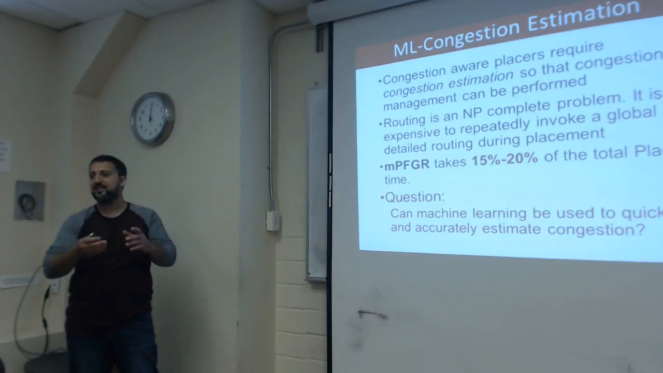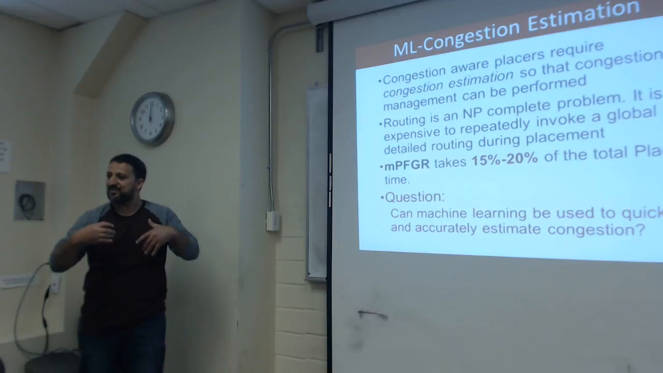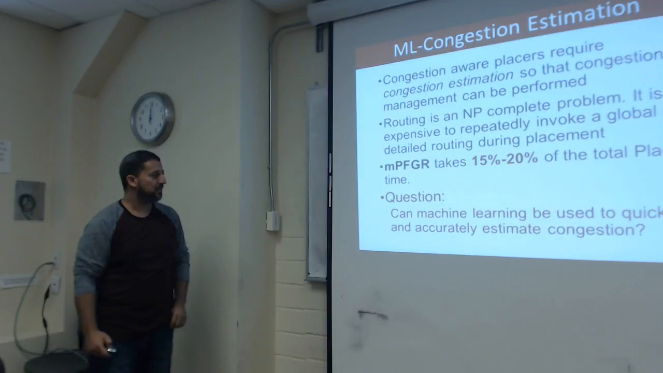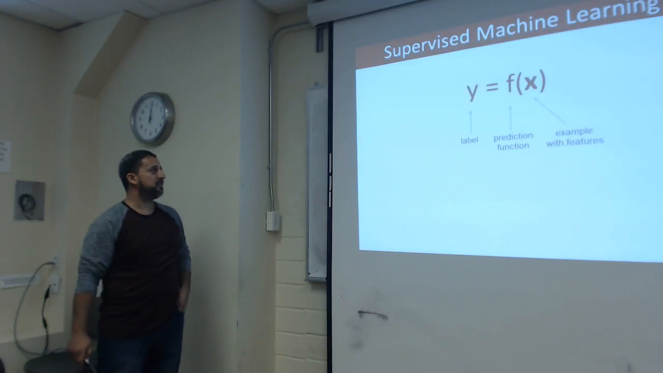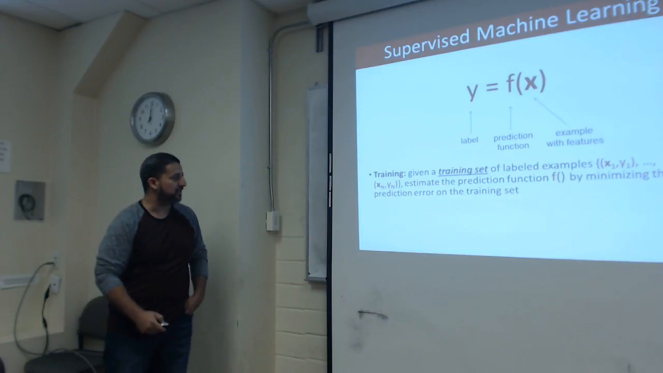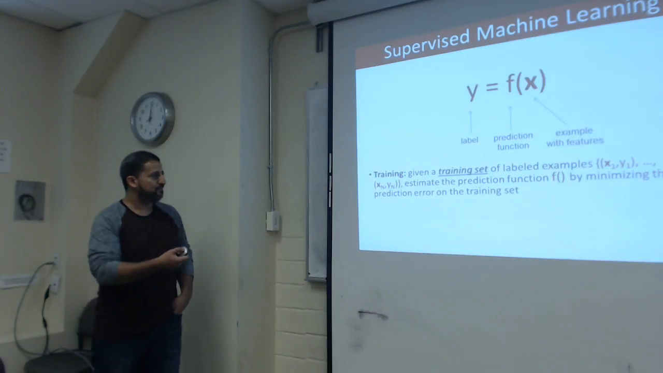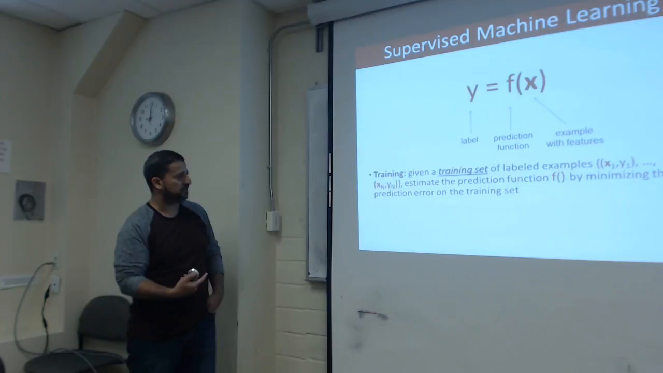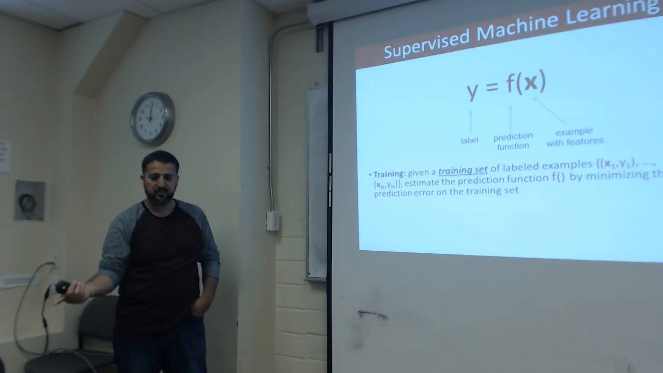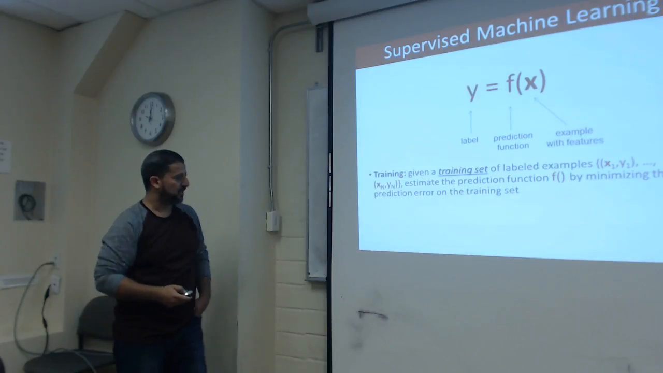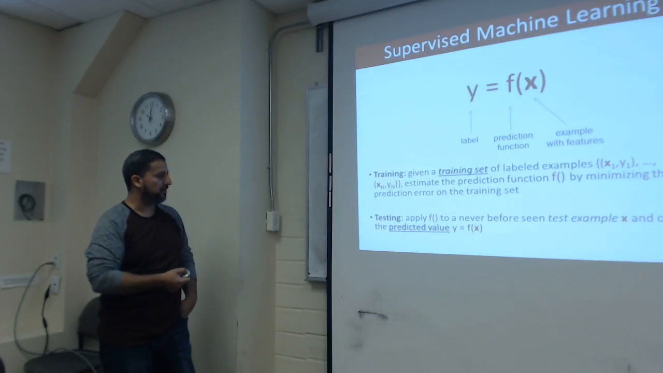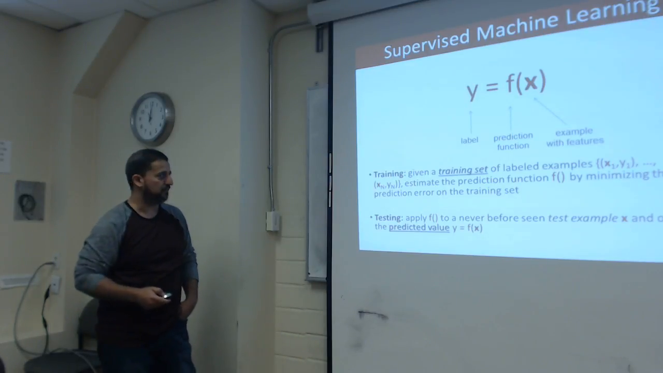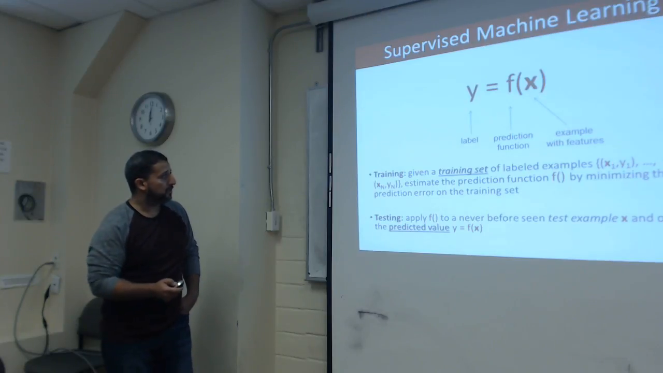If you look at the picture, it's similar to image processing, so it's very suitable for machine learning to predict those heat maps. So we use supervised machine learning, where we use the training set to estimate the prediction function that maps the input features to the output labels. After that, we do the testing using the mapping function. Based on the inputs, we get the congestion value, or the predicted value.